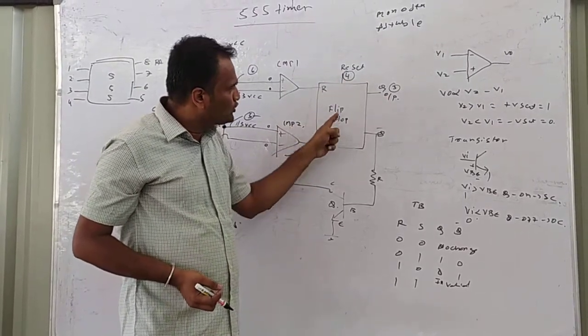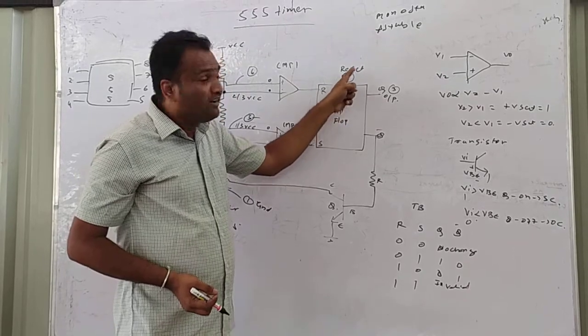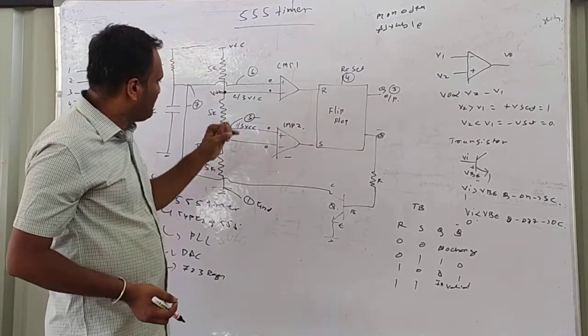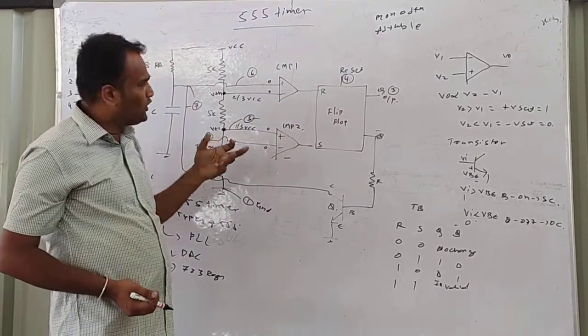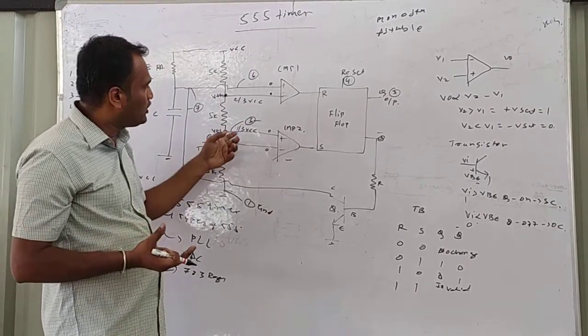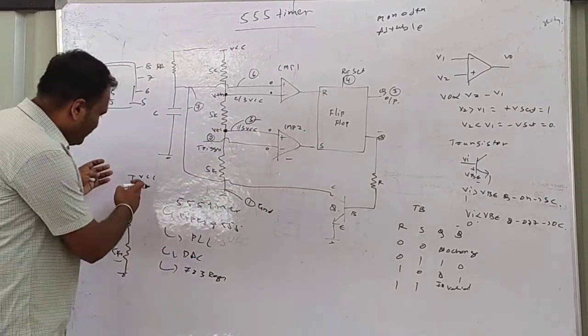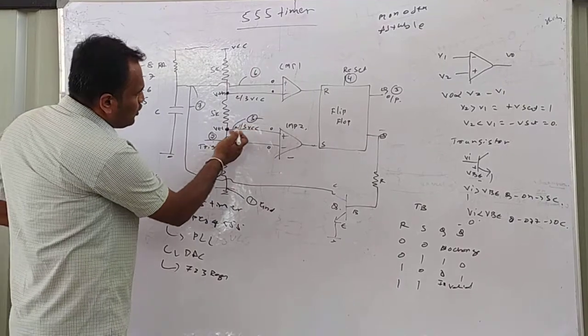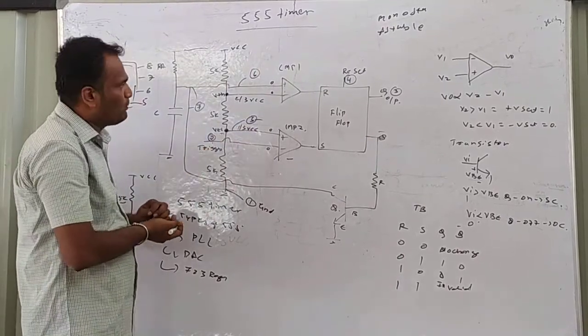Pin number 4 is associated with the flip-flop, so that is the reset pin. Then pin number 5, as I said, is the control voltage. It is internally generated by your voltage divider network. You need to find out that voltage. That control voltage you can also call the lower threshold point.